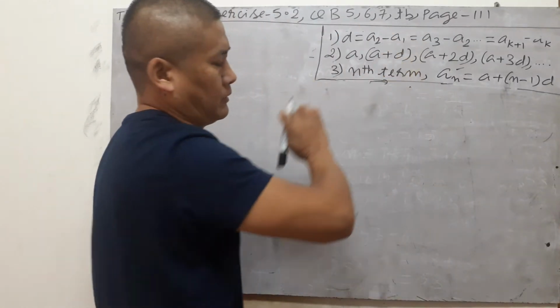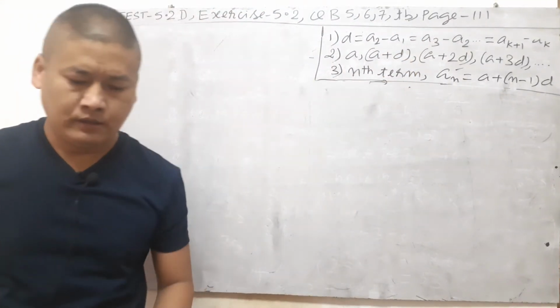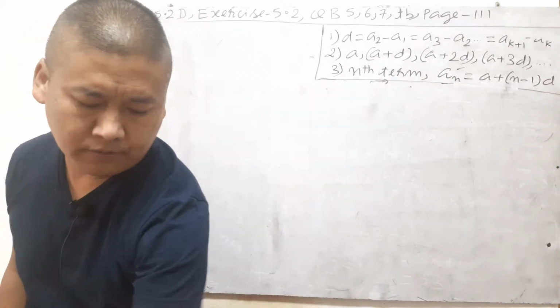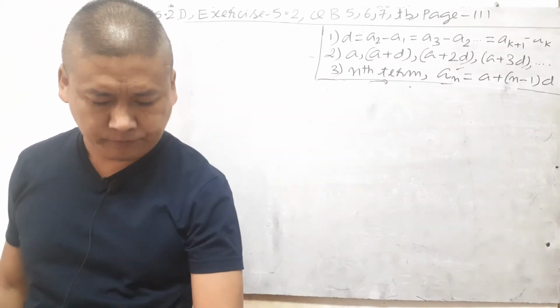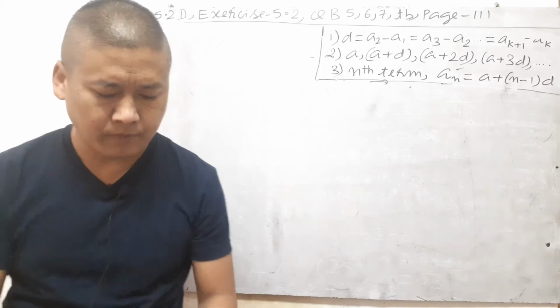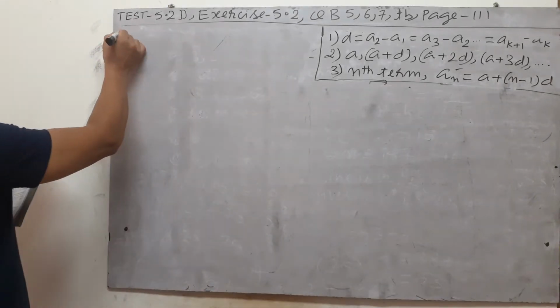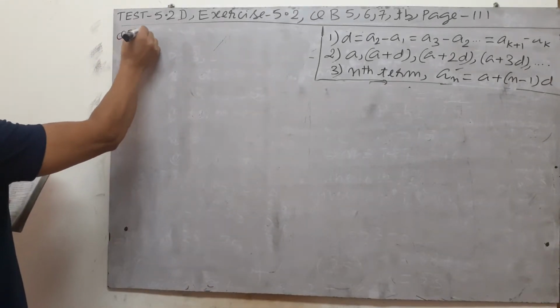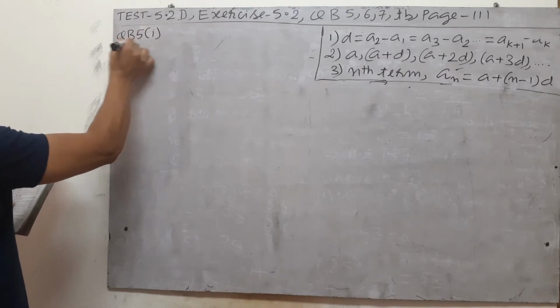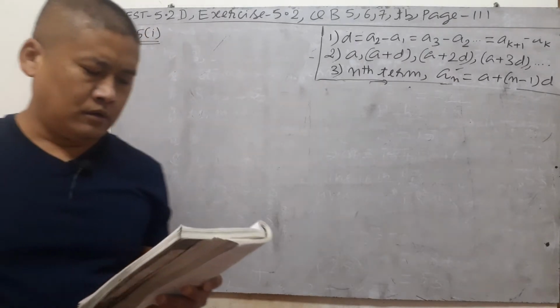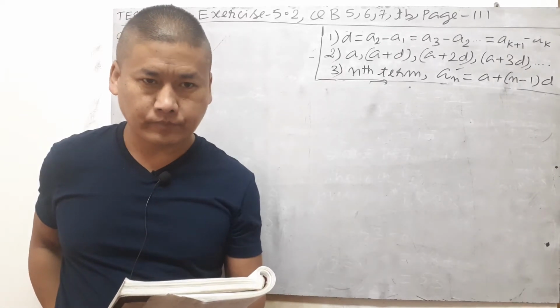And these are the 3 important formulas that we have been using in this chapter. Let me read the question. B5, subheading 1. Let us start with that. Find the number of terms in each of the following APs.